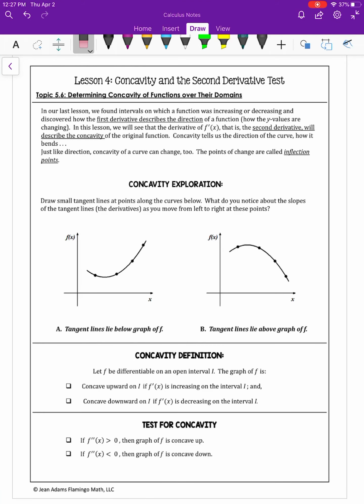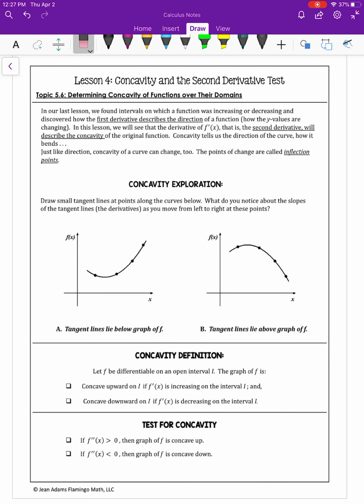Unit 5, Lesson 4, Concavity and the Second Derivative Test. In our last lesson, we found intervals on which a function was increasing or decreasing and discovered how the first derivative describes the direction of a function, how the y values are changing. And in this lesson, we will see that the derivative of f prime of x, that is the second derivative, will describe the concavity of the original function f of x.